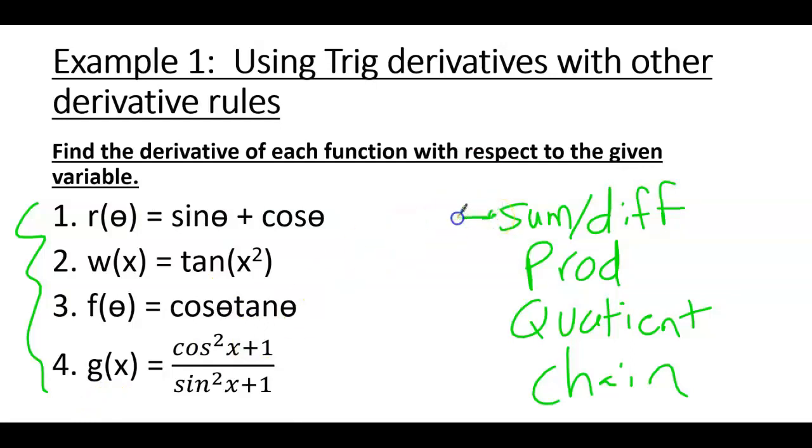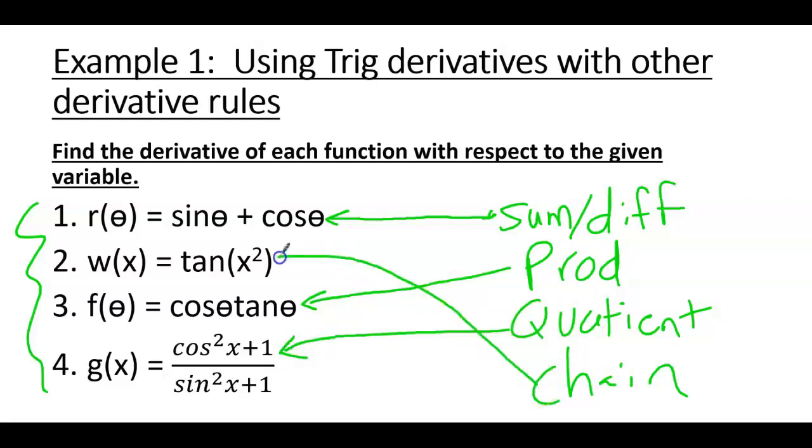So the sum and difference, that's when you have 2 functions being added together. So that's this one right there. The product rule is when you have 2 functions being multiplied. So that's this one right there. The quotient rule is when you have 2 functions being divided, which is this one right there. And a chain rule is when you have an inside function, something inside the parentheses, which is that guy right there. So that's one thing you're going to want to know how to do for your homework, is you need to know what rules to apply to these trig functions.